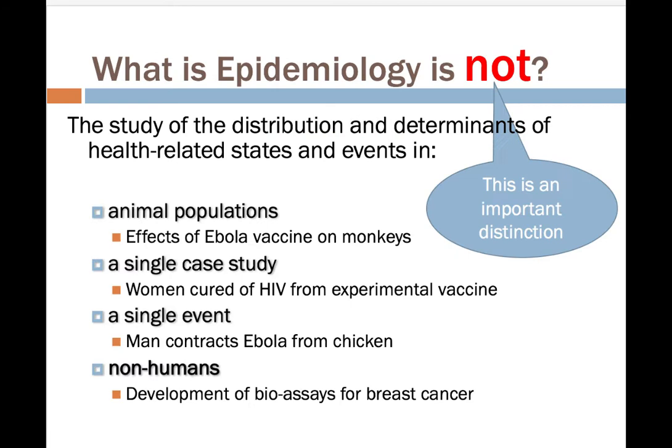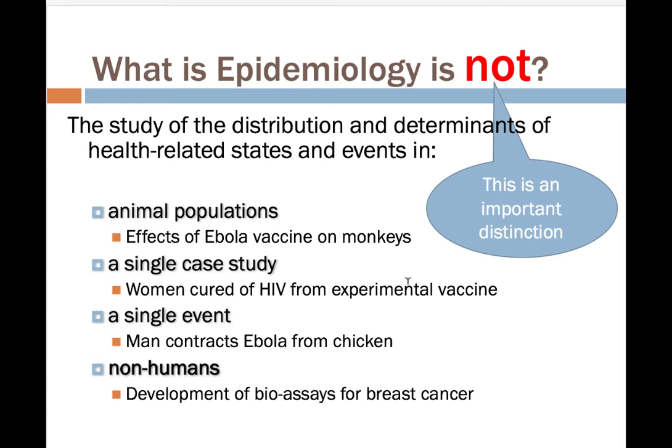So, what epidemiology is not. This is an important characteristic, and I believe it is one of your homework questions where I give you some examples of studies that have been done, and you will determine whether they're epidemiological studies or not. So they are not studies on animal populations. So the effects of an Ebola vaccine on monkeys, although that may benefit humans, it's not a study on humans, and therefore it wouldn't be.